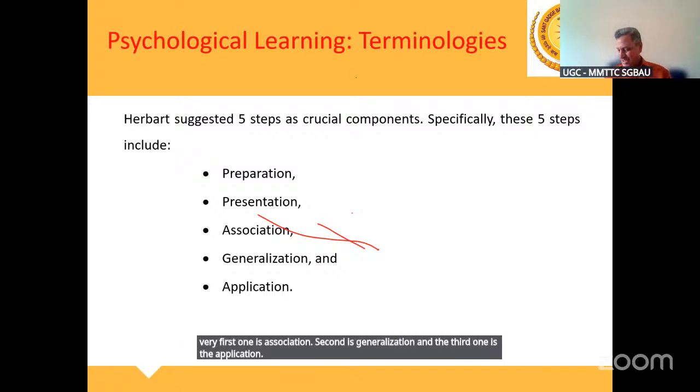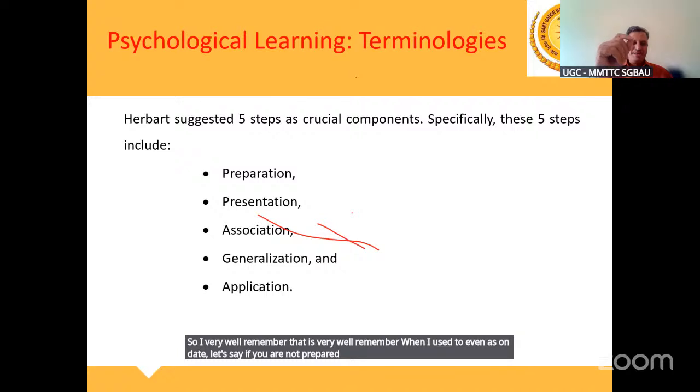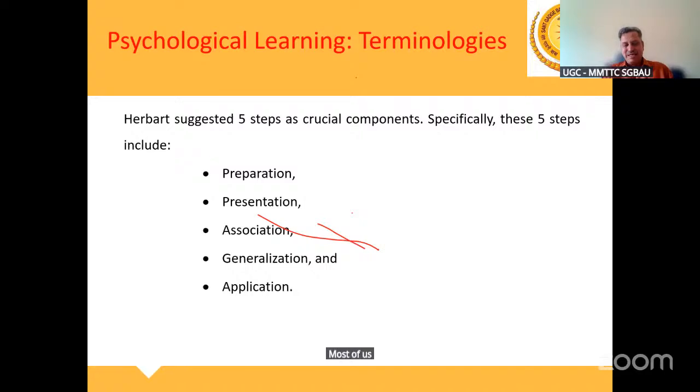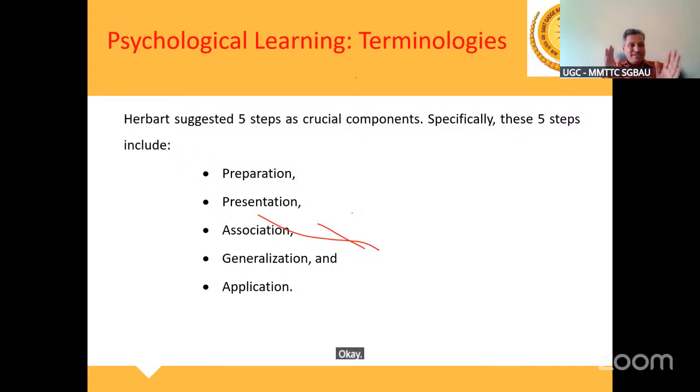I very well remember, even as on date, you may be good at preparation and presentation, but when it comes to association, generalization, and application, most of us struggle. As a matter of fact, this is the area which needs to be taken up very seriously. So what do you understand by association, generalization, and application?